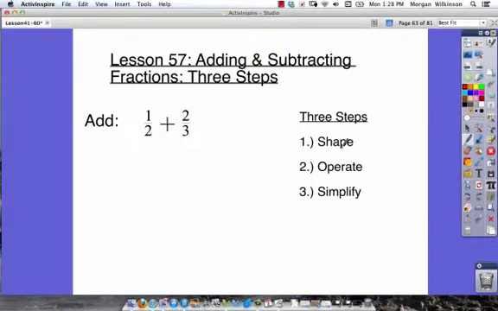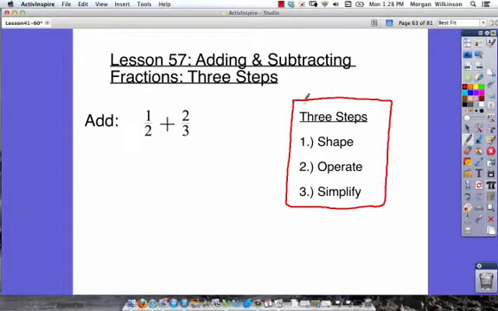Lesson 57 is about adding and subtracting fractions again. And this time, we're going to look at 3 steps that we can use to add or subtract any fractions. Those 3 steps are listed here on the right-hand side. Let's put a box around this. Now, if you'd like to pause and write these things down now, you may.